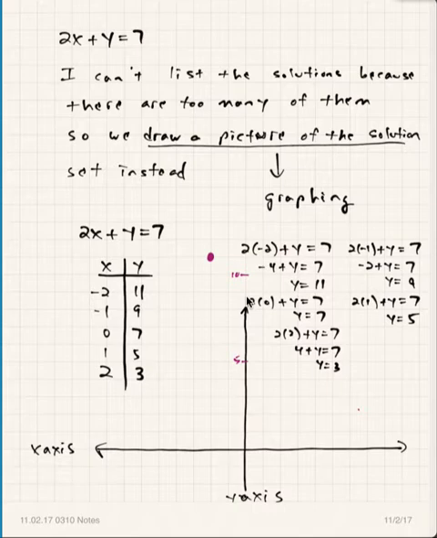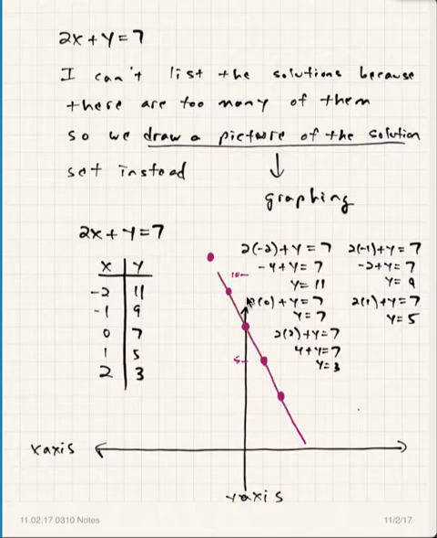And -1, 9 is here. And 0, 7 is here. And 1, 5 is here. And 2, 3 is right here. And notice that it appears clearly that all of the solutions to this particular equation lie on a line. And that is exactly true here.